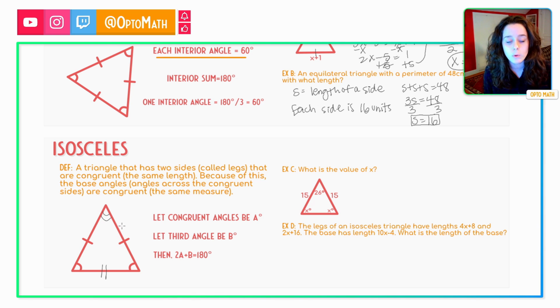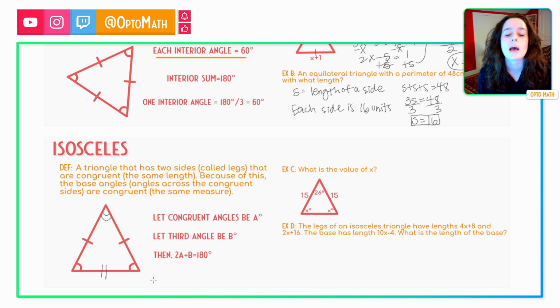So to identify what angles are congruent, if you didn't have it already marked, it's always going to be the angles that are across from the congruent sides. So here's one side, and here's the angle across from it. That's going to be congruent to the angle across from this side's congruent side, okay?